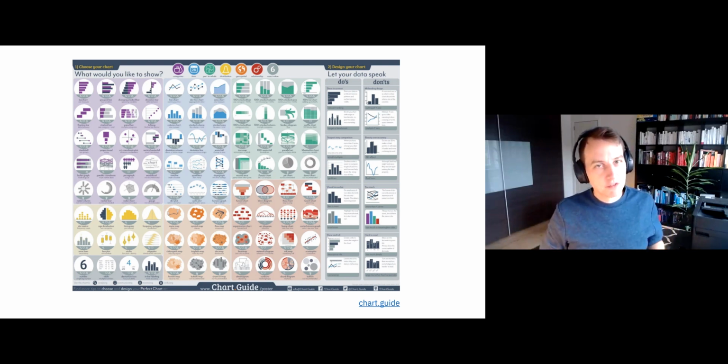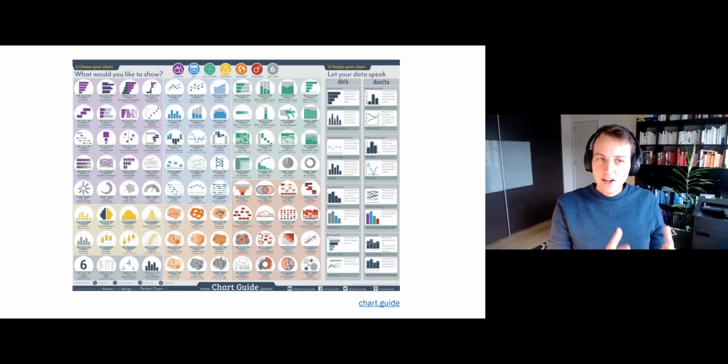It doesn't have that many different chart types, but it summarizes them nicely in one big poster that you can print and hang on your bedroom wall if you want. And here you can see, in purple, for example, we have all the comparison chart types. We have the bar chart there in the top left, but also all of these alternatives for bar charts.